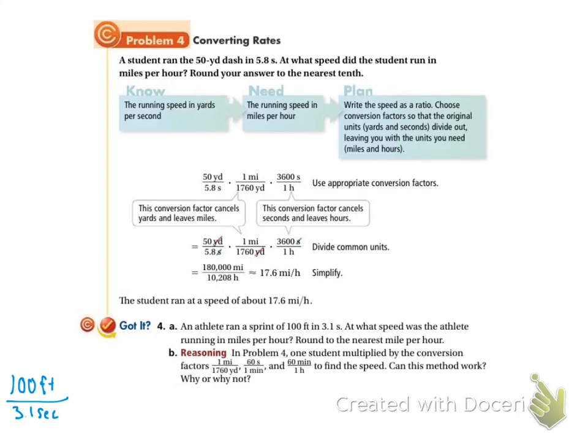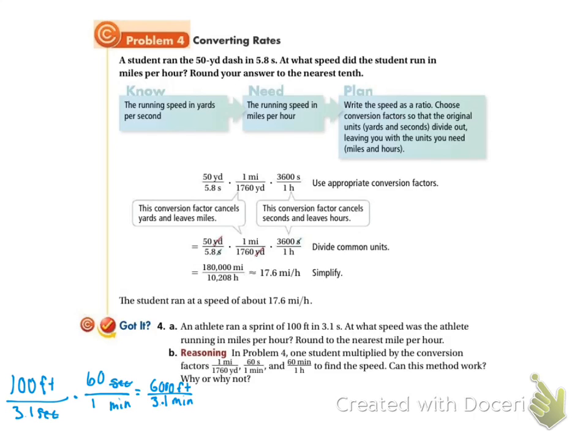So let me look at my seconds first. I don't know what the conversion is between seconds and hours. I don't know how many seconds are in an hour. But I do know how many seconds are in a minute. So I'm going to change to minutes first. So I want to get rid of seconds. I already have seconds on the bottom, so I need to put seconds on the top. And then I'll put minutes on the bottom. 1 minute is 60 seconds. So my seconds cancel off. I get 6,000 feet over 3.1 minutes.